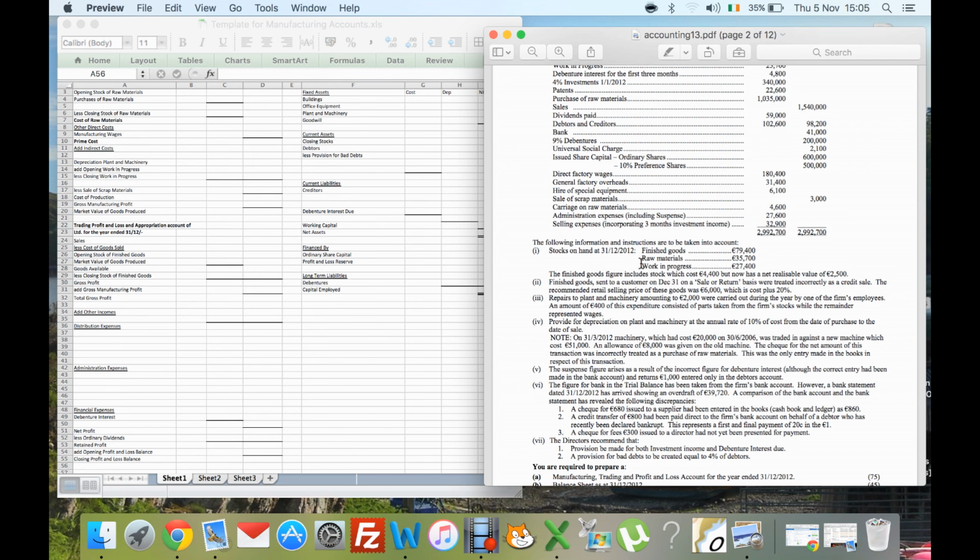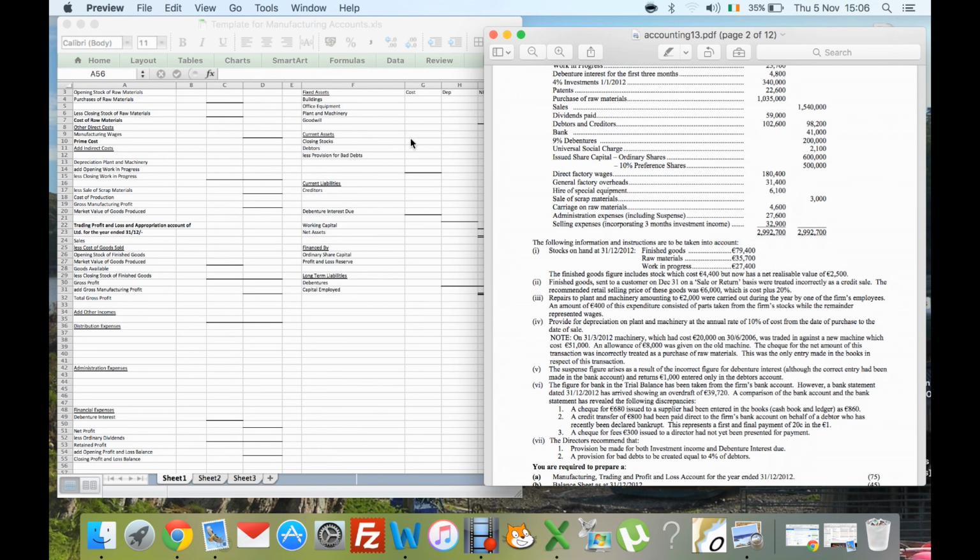The finished goods figure includes stock whose cost was 4.4, and now has a net realizable value of 2.5. So it's gone down in value. It's worth 1.9 less than we thought it was. So that figure, instead of being 79.4, is going to be 1,900 less than that.